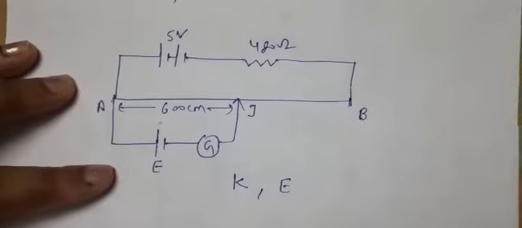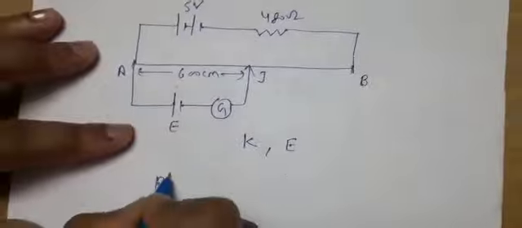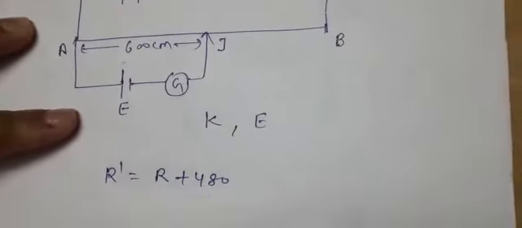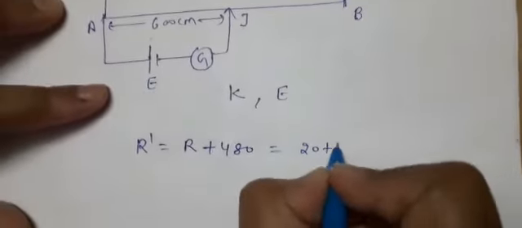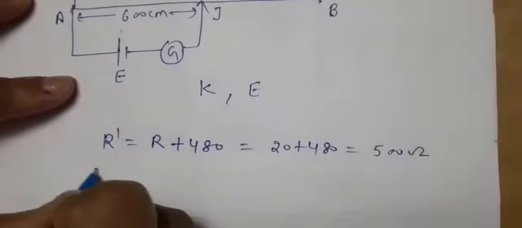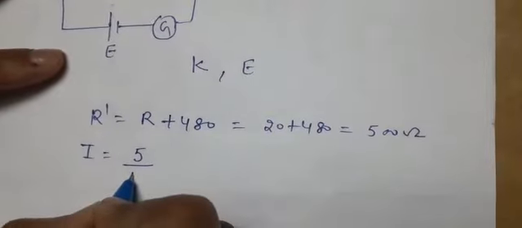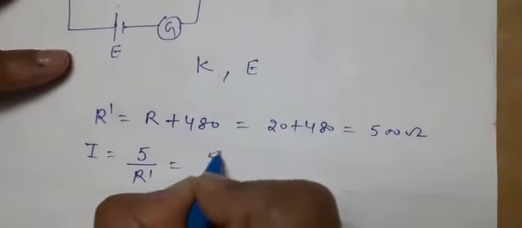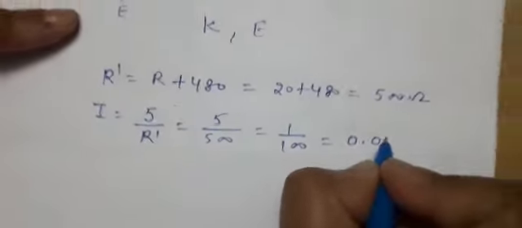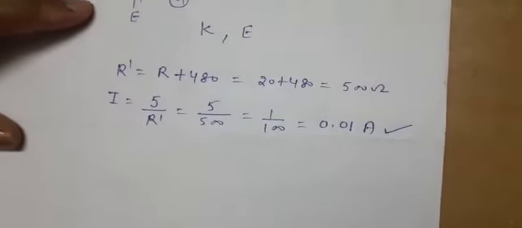So first of all, the total resistance in the circuit, R dash, will be the resistance of the wire plus 480 ohm. So it will be 20 plus 480, that is 500 ohm. Now what will be the current flowing through it? This will be equal to the total applied EMF divided by R dash. That R dash we have calculated, this is 500. So 5 by 500 is 1 by 100, this is 0.01 ampere. So this is the current flowing in the circuit.